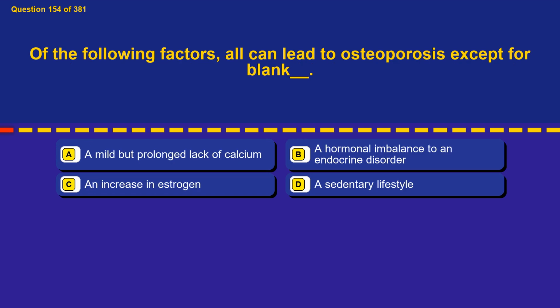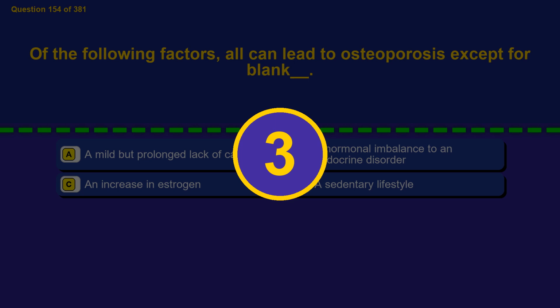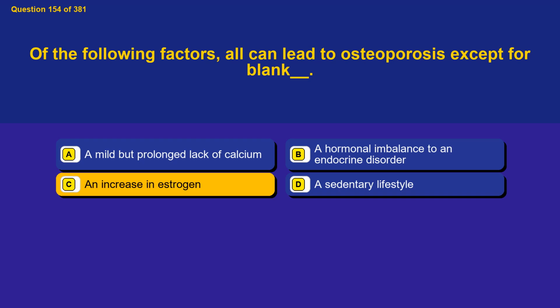Question 154. Of the following factors, all can lead to osteoporosis except for blank. Option A, a mild but prolonged lack of calcium. Option B, a hormonal imbalance due to an endocrine disorder. Option C, an increase in estrogen. Option D, a sedentary lifestyle. The correct answer is option C, an increase in estrogen.